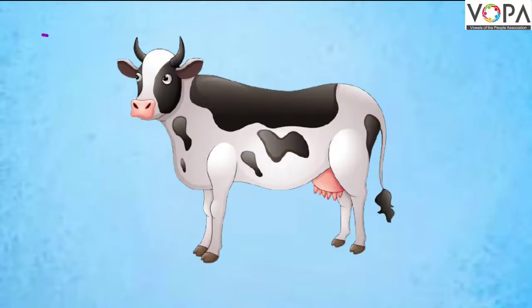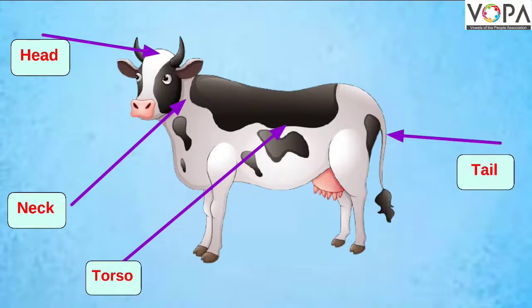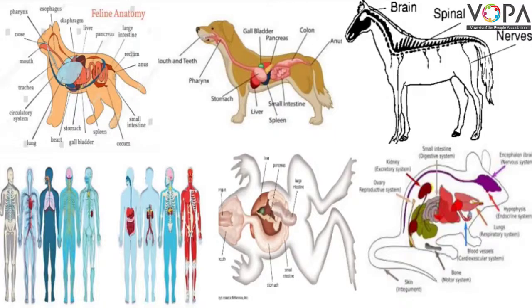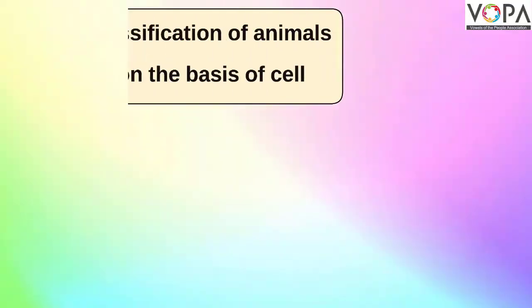Animals have body parts like a head, a neck, a torso, a tail, and limbs for movement. Animals have various organ systems which carry on various functions inside their body. Hence, in this respect, there is a big diversity in animals also, like plants. Let us learn the classification of animals.